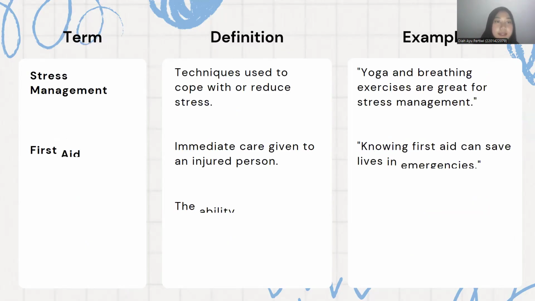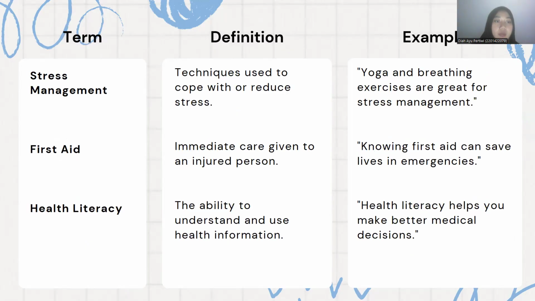Okay, next are stress management, first aid, and health literacy. So stress management is a technique used to cope with or reduce stress. The example from the sentence is yoga and breathing exercises are great for stress management. And then first aid is immediate care given to an injured person. The example is knowing first aid can save lives in emergencies.